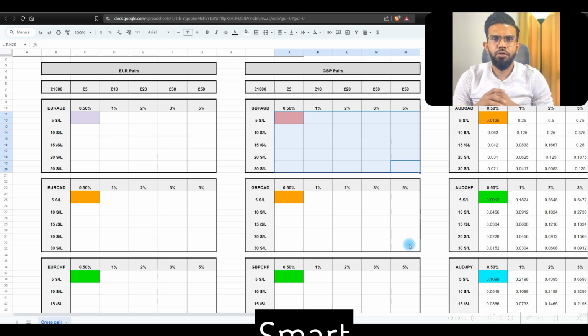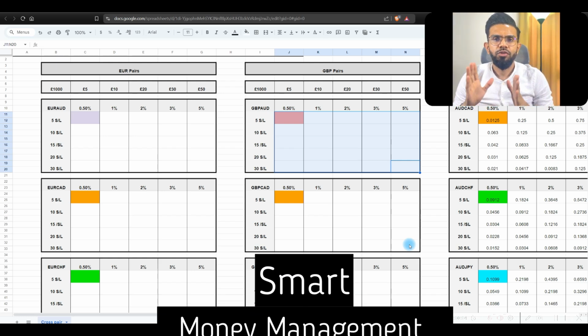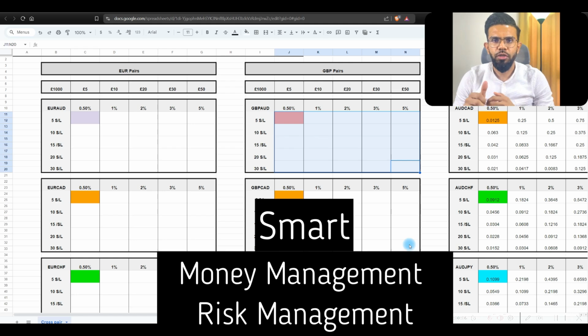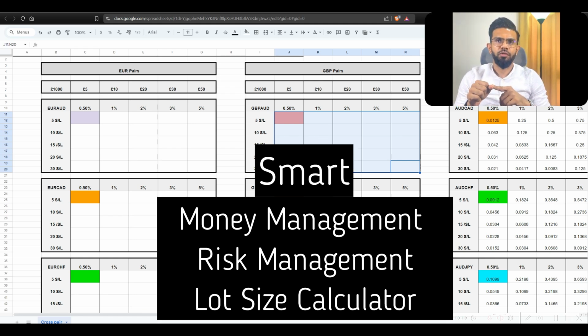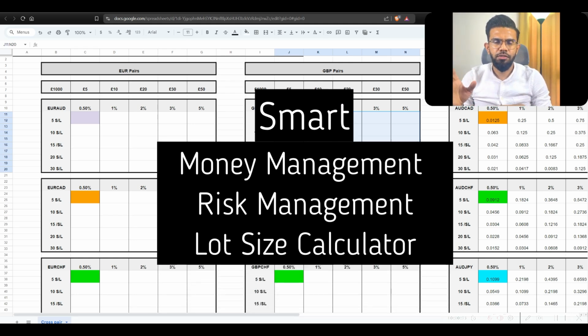Hi traders, today we're going to talk about money management or risk management. There are three types of risk management you need to know. The first one is when you're trading your own account, which let's say has $1,000 or $2,000 or $5,000 or $10,000. That's your own account.